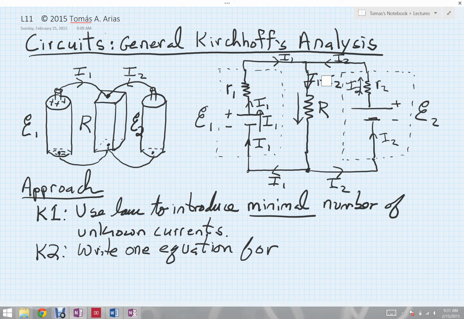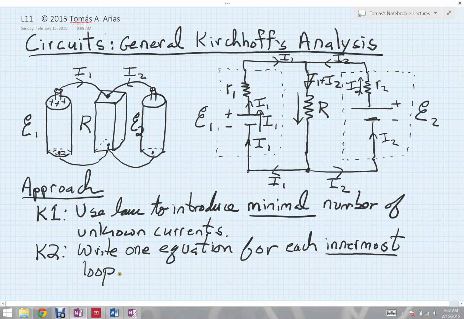what I will call an innermost loop, for each innermost loop, and then we can simply solve. But the key is to look for these innermost loops.